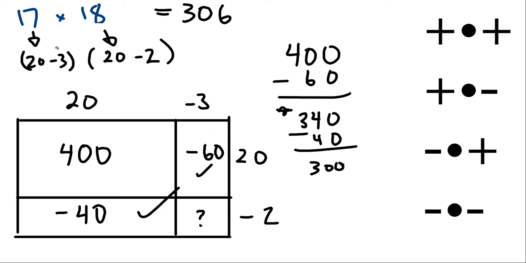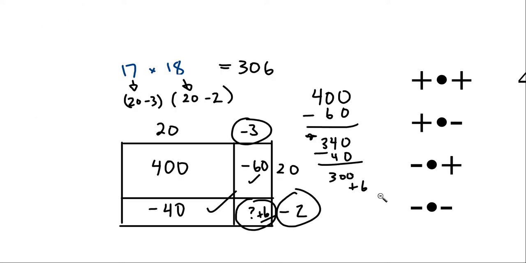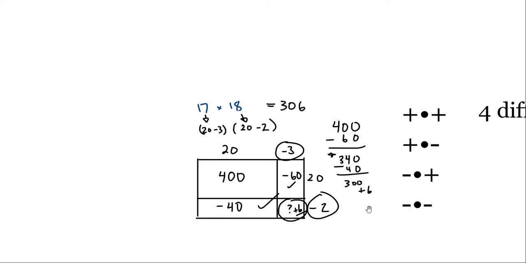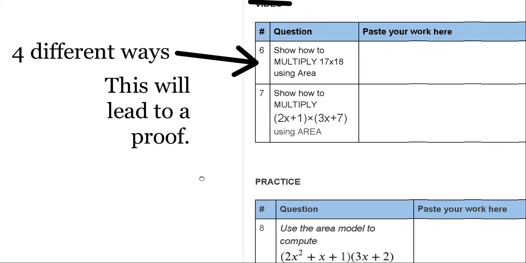We know the answer of 17 times 18, and the only way we can get 300 using this total is if we have to add 6. And therefore we get 3 negatives times 2 negatives gives us positive 6. That's a pretty big idea. So we have proven in multiple steps that negative times negative is in fact a positive.